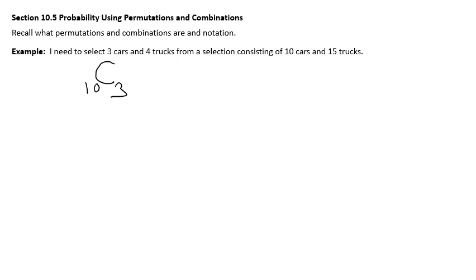I need to select the 4 trucks from 15, and we know it's multiplication, so combination 10 pick 3, combination 15 pick 4. You can do your math. If you do your math, you get 120 times 1,365, and I will let you finish that up.